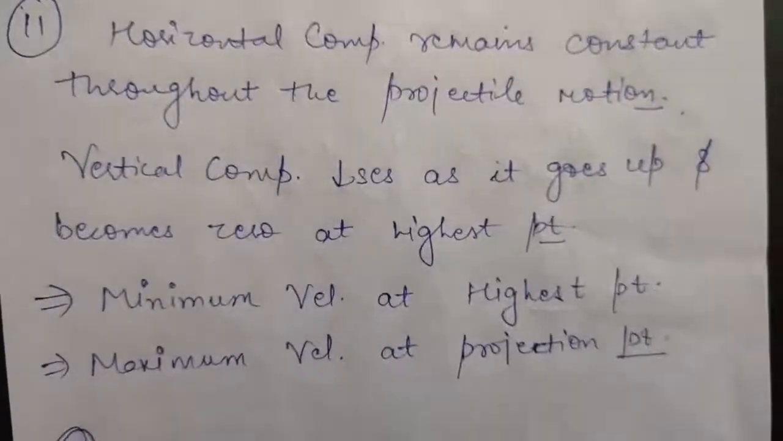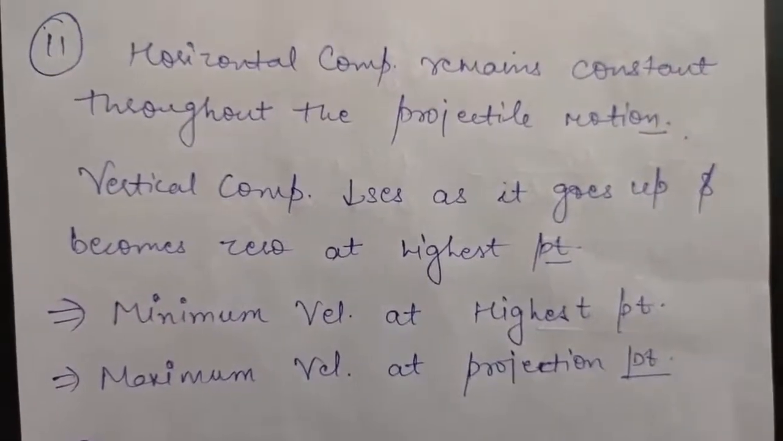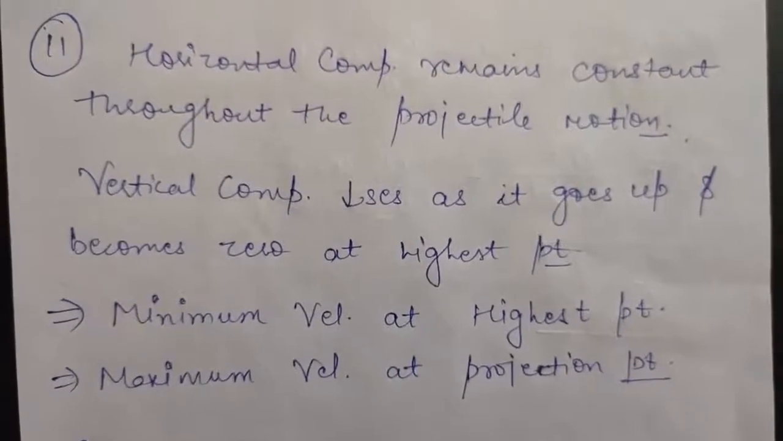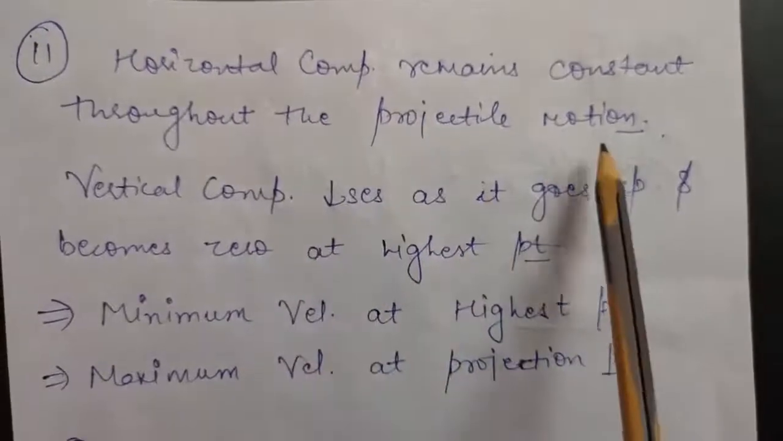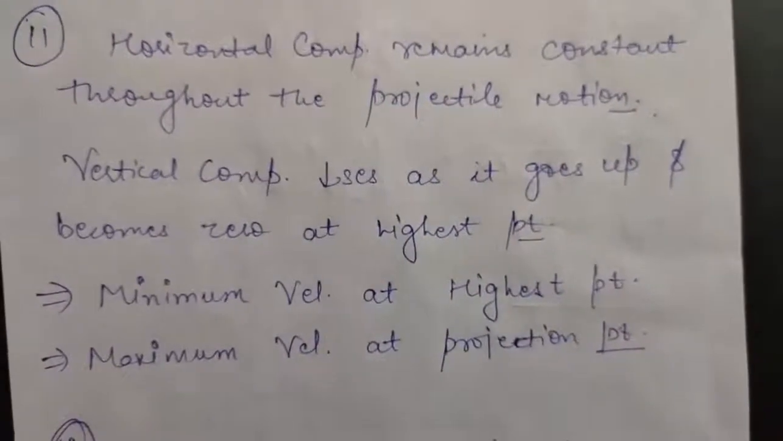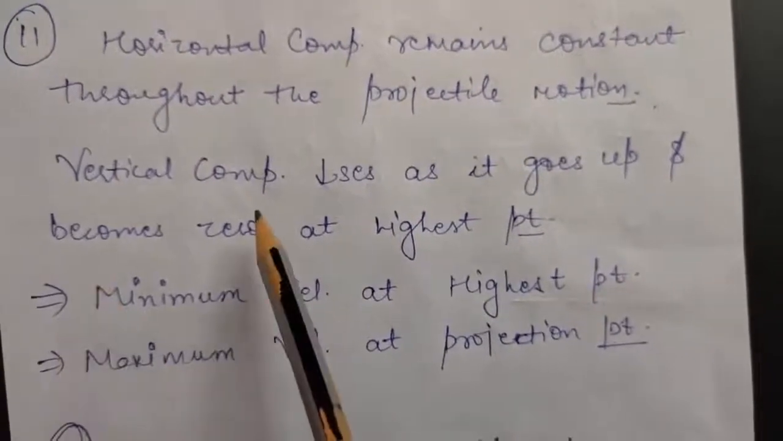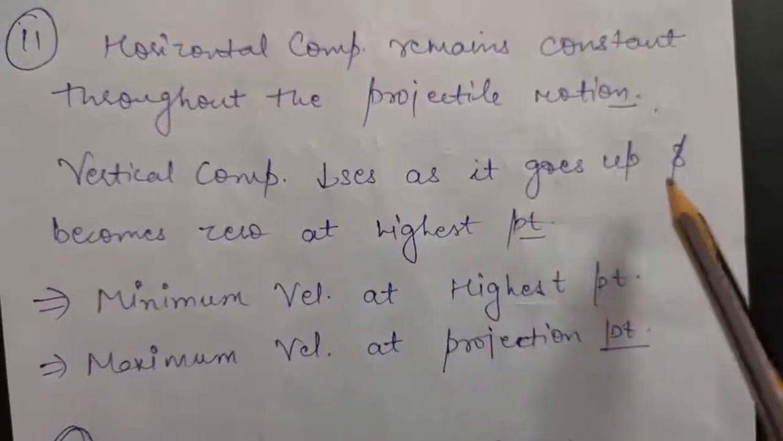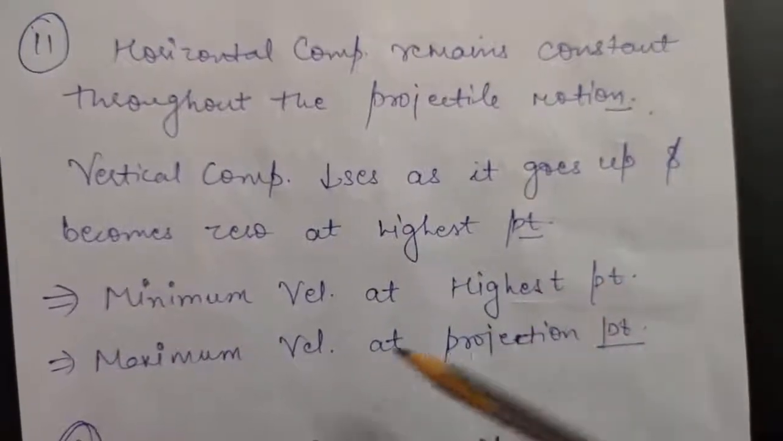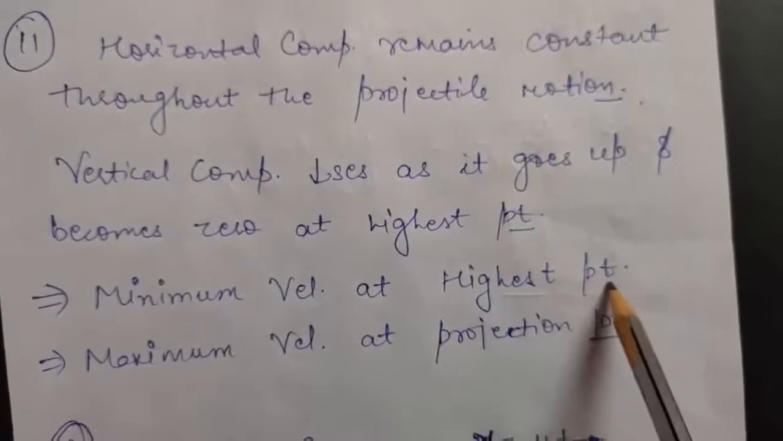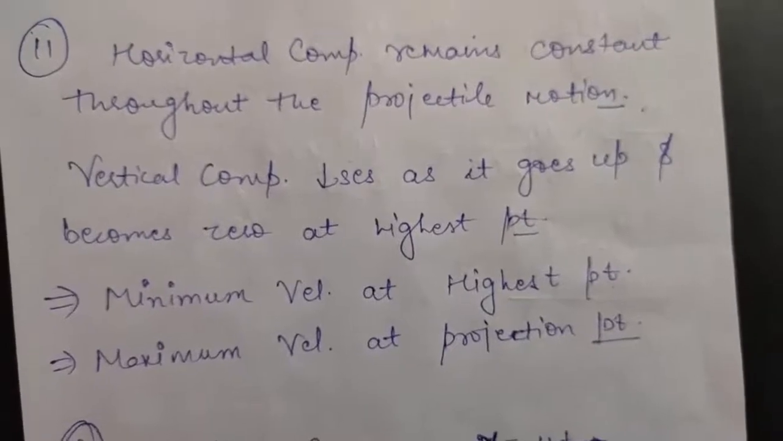In question number 11, it is asked, you have to tell at which point of the projectile motion the velocity is maximum and velocity is minimum. Okay, so as you know, horizontal component of the velocity always remains constant throughout the projectile motion because there is no acceleration in the horizontal direction, but vertical component goes on decreasing as the particle goes up and it becomes zero at the highest point. So from these two you can conclude that the particle will be having minimum velocity at highest point and it will be having maximum velocity at the projection point, or you can say at that point when it will strike the ground.